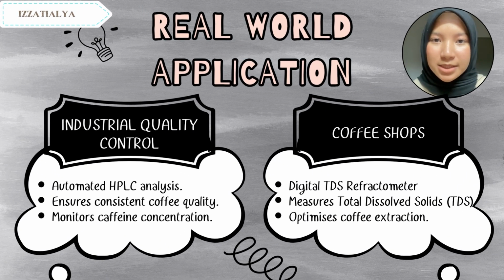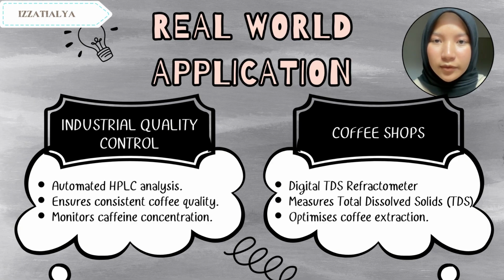Analytical chemistry plays an important role in both industry and everyday coffee preparation. In large coffee manufacturing plants, automated HPLC systems are used for quality control to ensure that every production batch has the same caffeine concentration and consistent flavor.